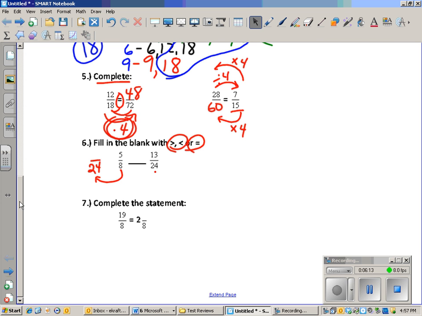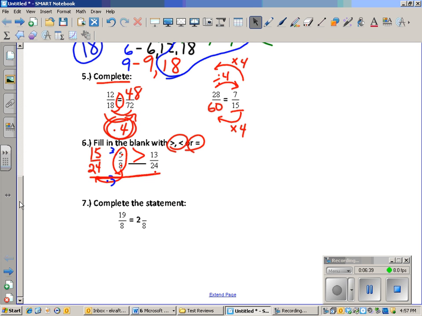So 8 times what is 24? That was a times 3. So I'm going to do times 3 here. 5 times 3 is 15. So now my 5/8 is really 15/24. And so now it's really easy to compare 15/24 and 13/24. That would be this direction. So that means that 5/8 is greater than 13/24.